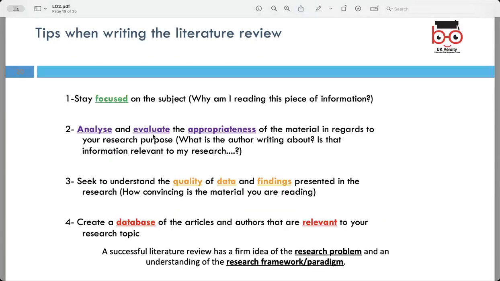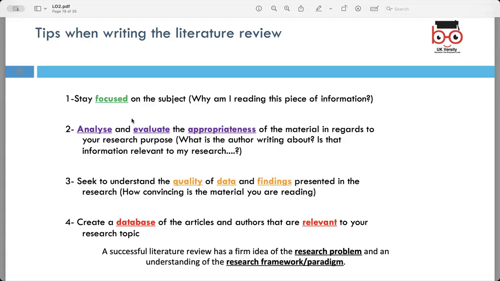So, tips when writing the literature review. Here are some quick tips to make sure your literature review is effective and focused. Stay on topic. Always ask yourself, why am I reading this? How does it help my research? Analyze and evaluate. Don't just describe what others say. Think critically. Is this relevant? Is it credible?